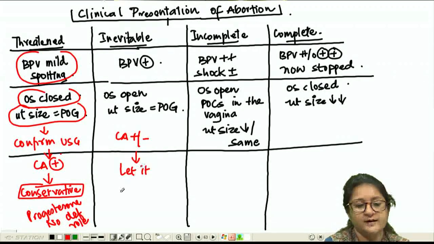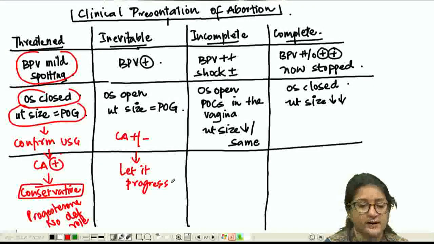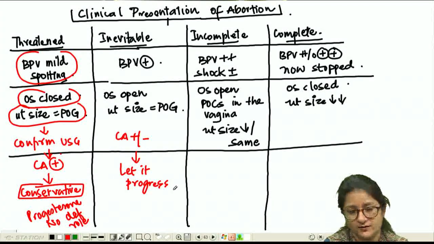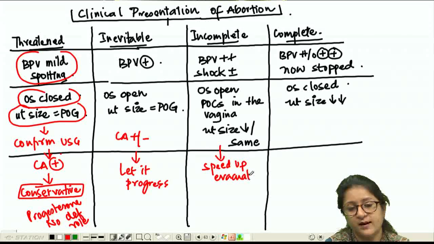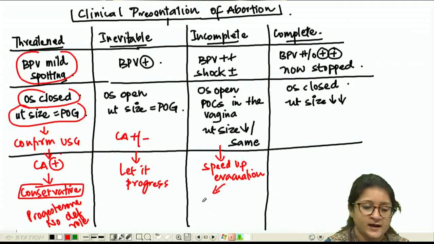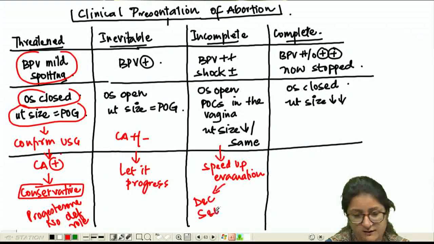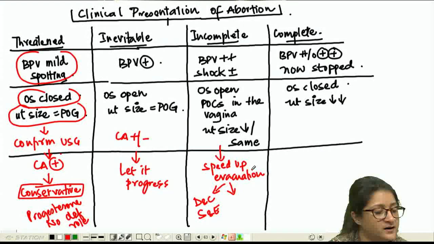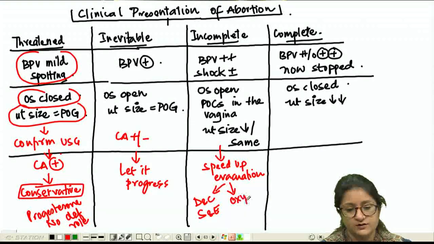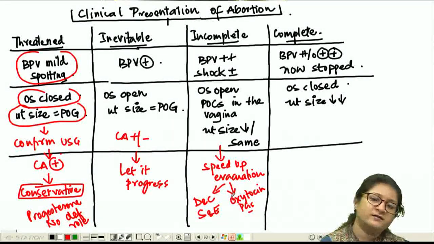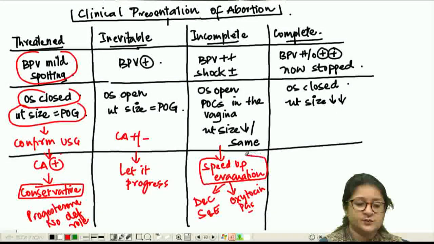We have to let it progress, and we intervene only and only if the bleeding is excessive. If the bleeding is excessive, how will we intervene? We will have to speed up the process of evacuation, like in incomplete abortion. If we are speeding up a first trimester abortion, we will have to use DNC, we can use suction evacuation. If we have to speed up a second trimester abortion, we might need to use oxytocin or prostaglandins, depending upon the scenario. So ultimately we need to speed up evacuation.